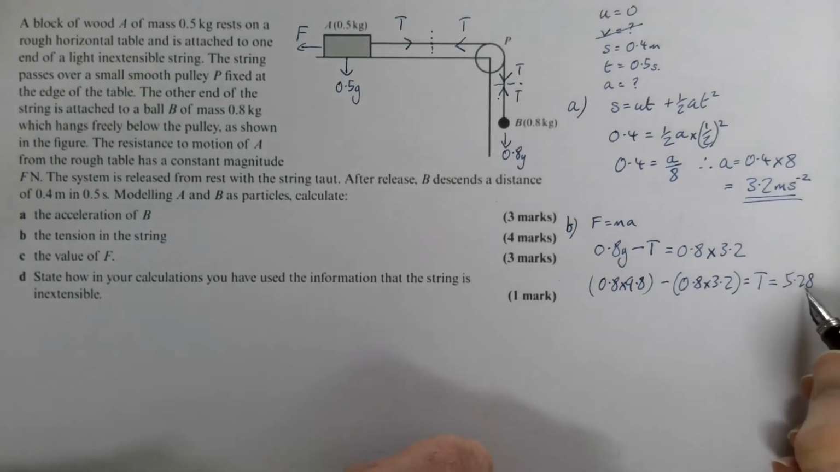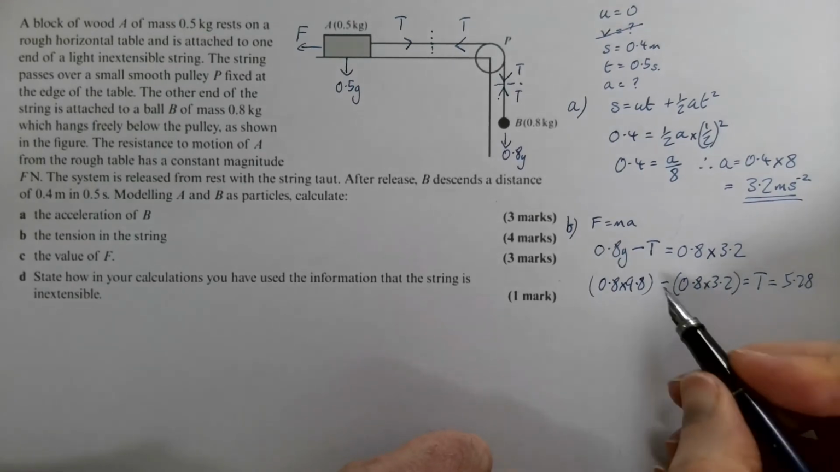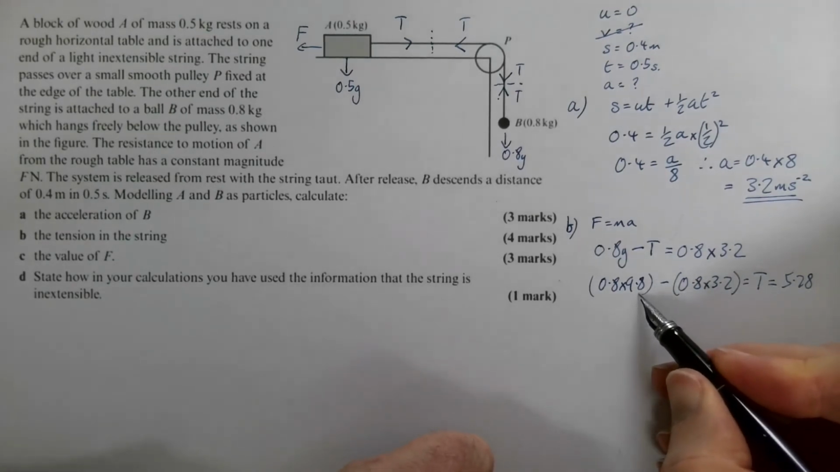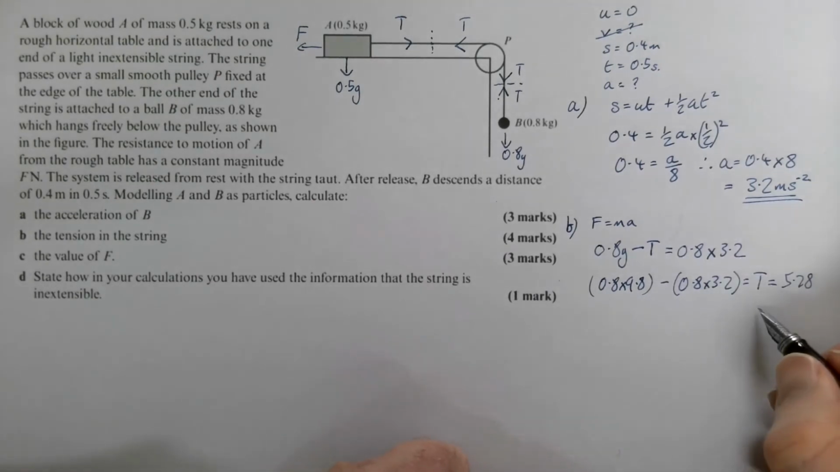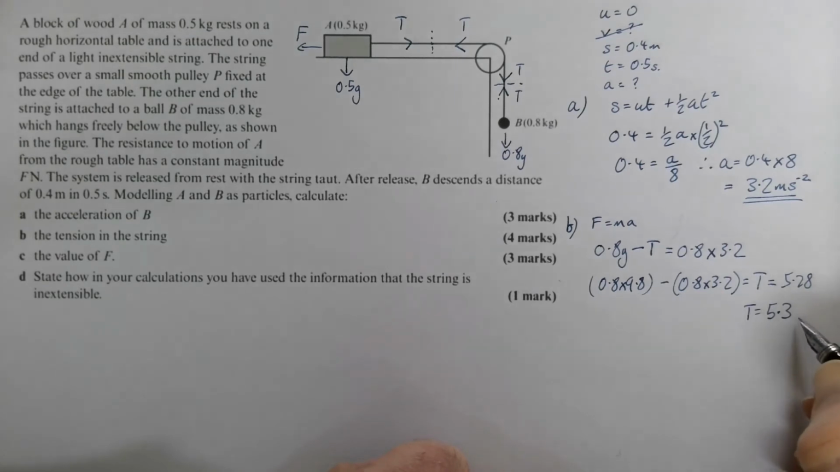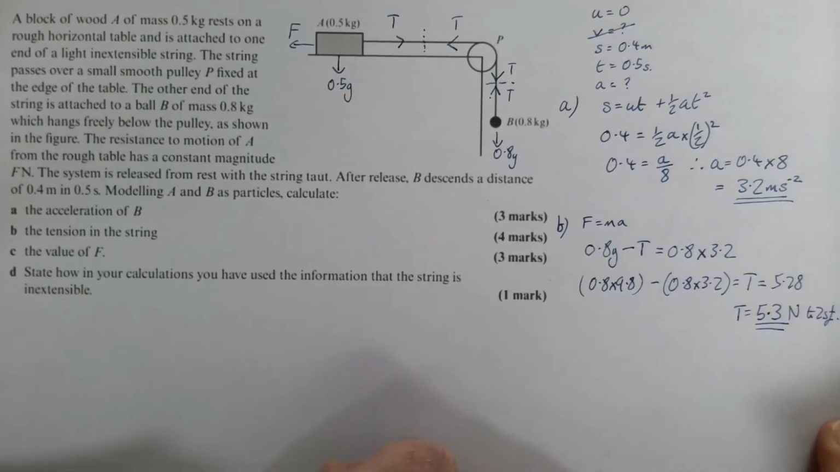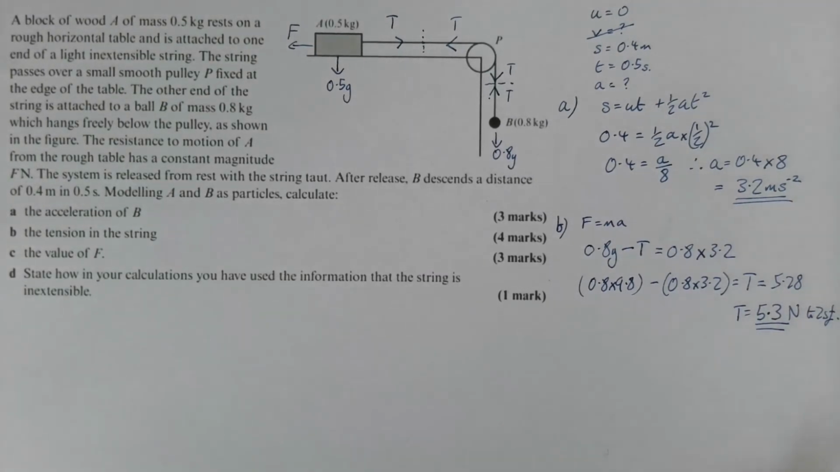5.28, but because the 9.8 value that we're using is to two significant figures, in this instance we should be leaving answers to two significant figures. So if you're using a value that's already two significant figures, you can't go further than that. So it's 5.3 newtons for part B.